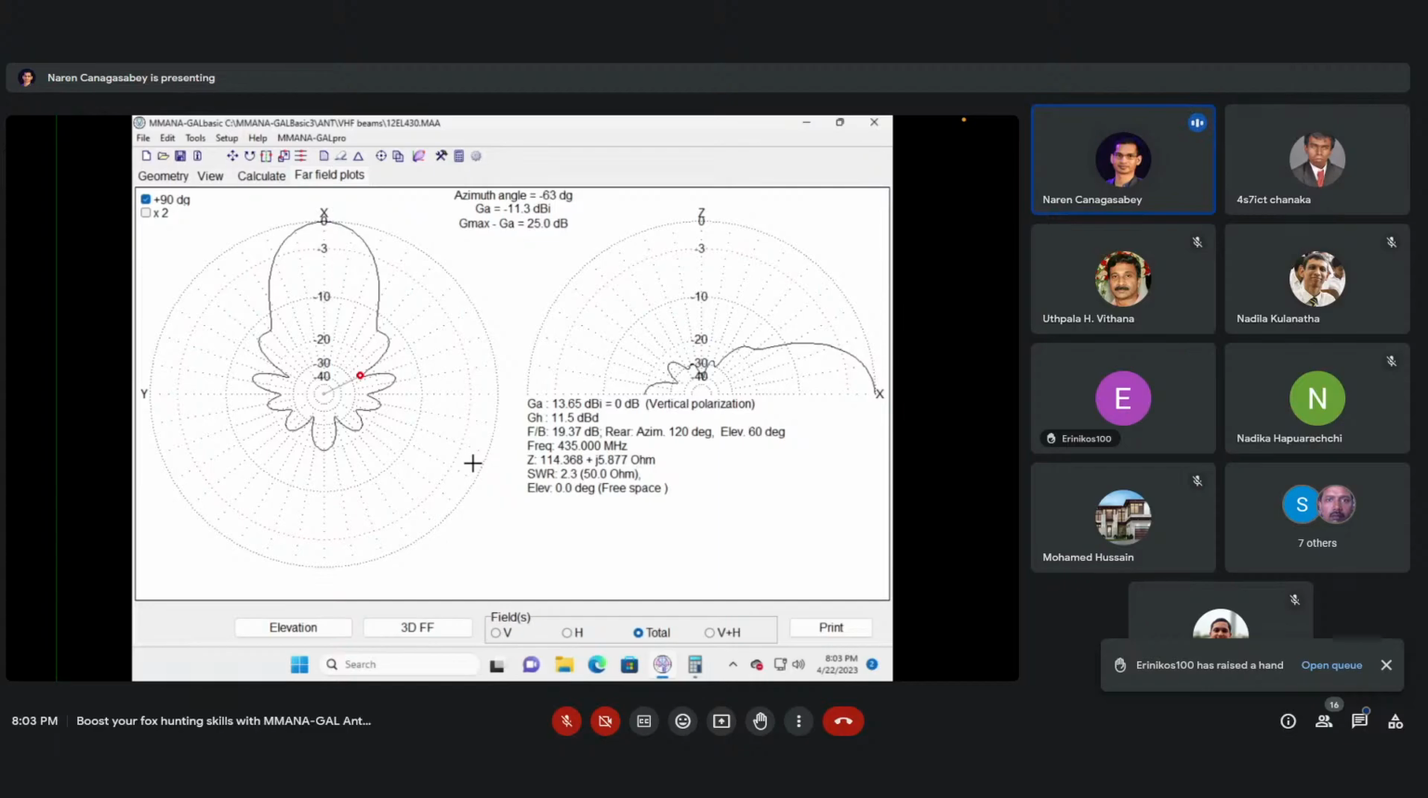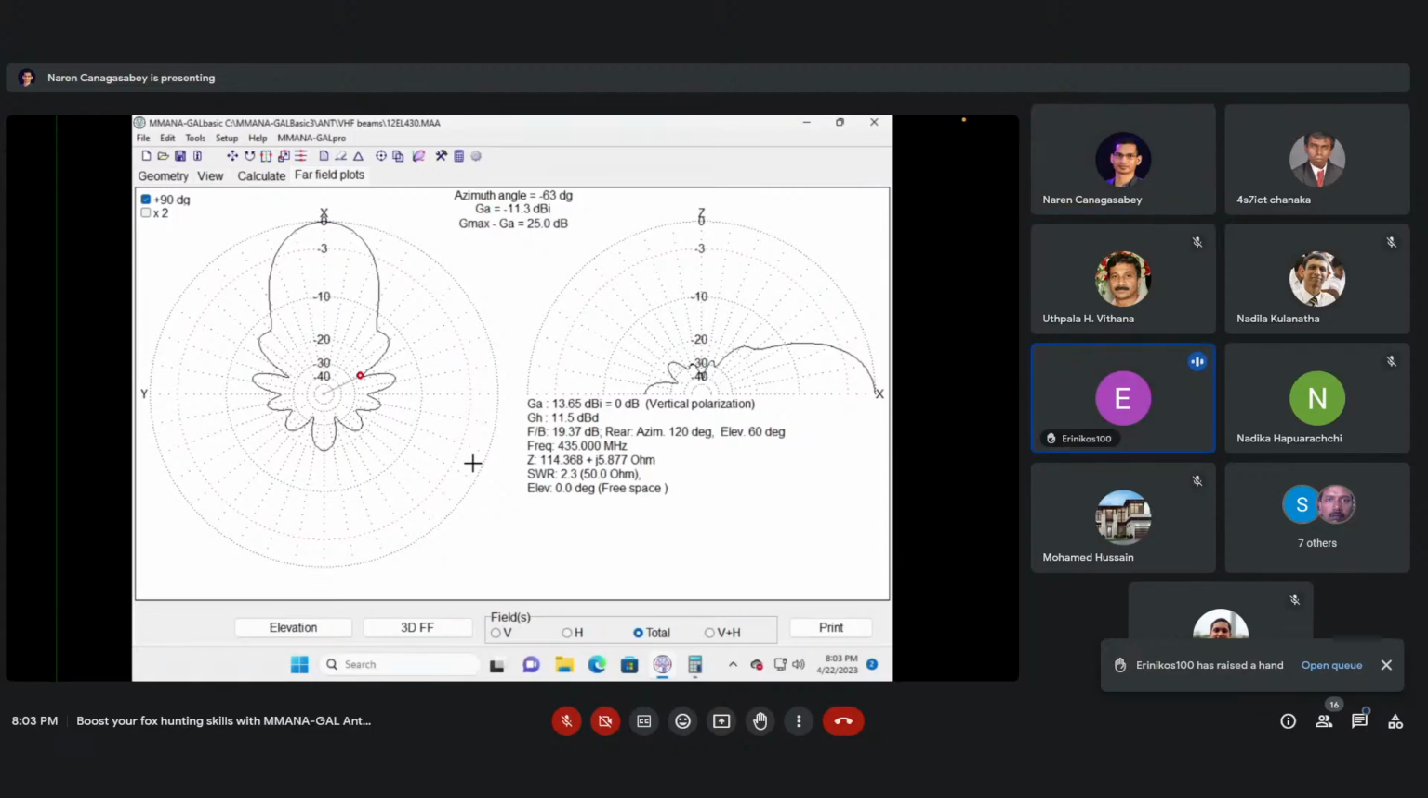The closer you get to the fox, it's going to saturate your receiver. The signal is going to be too strong. Exactly. So a follow-up to that question.